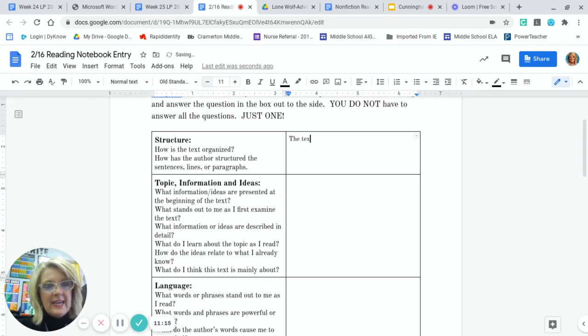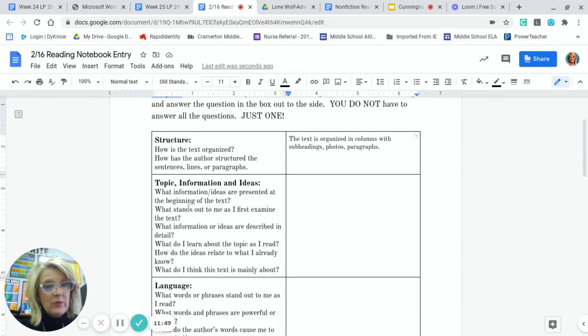Okay, the text is organized in columns. Oops, didn't spell that right. Let's get that spelled right. And columns with subheadings, photos, it also has some paragraphs. So this is how it's organized, and that's basically all you need to put there about the structure.